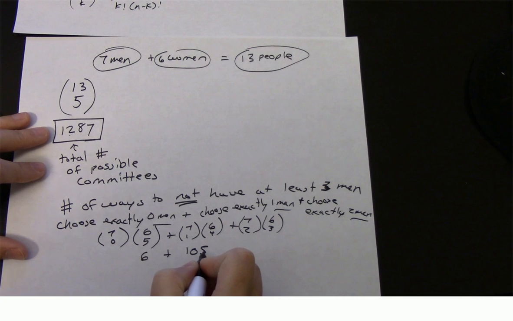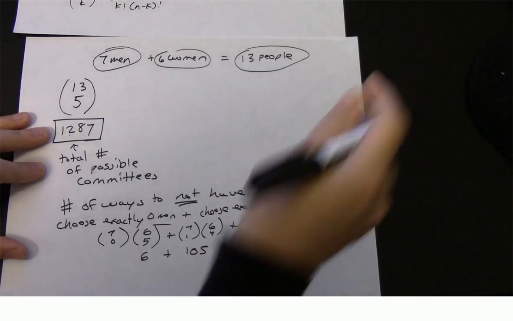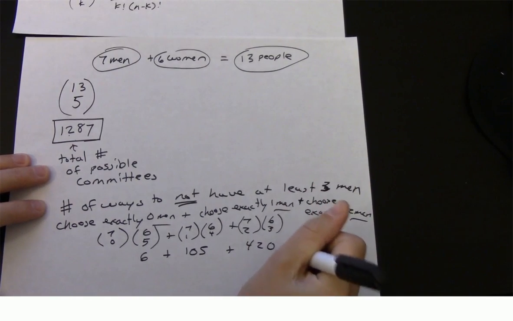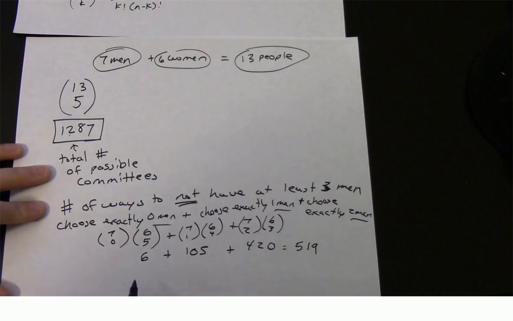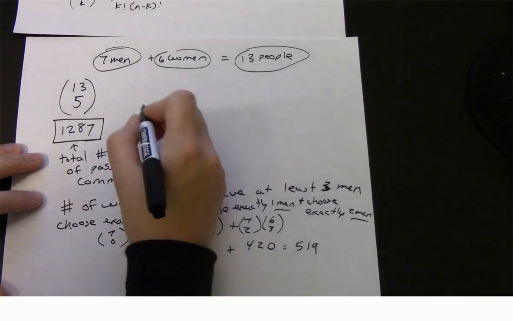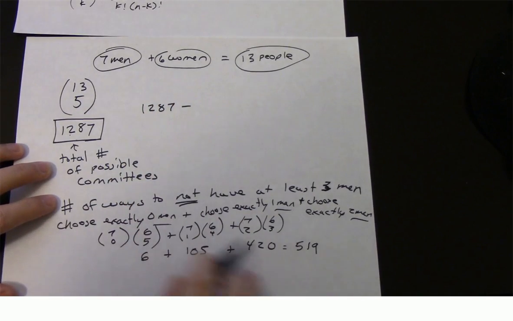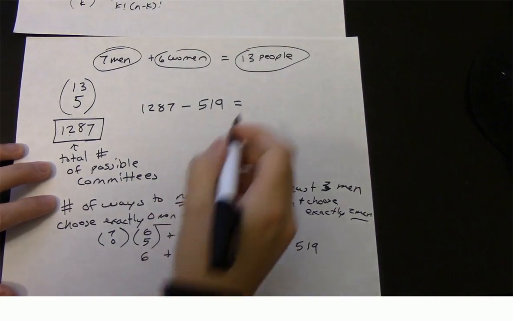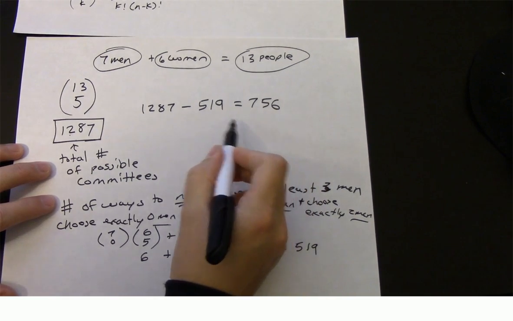So this comes out to be 6 plus 105 plus 420, which adds up to 519. So if you take the total number of committees and subtract off the number of ways to not have at least 3 men, then you would get the number of committees that do have at least 3 men, right?